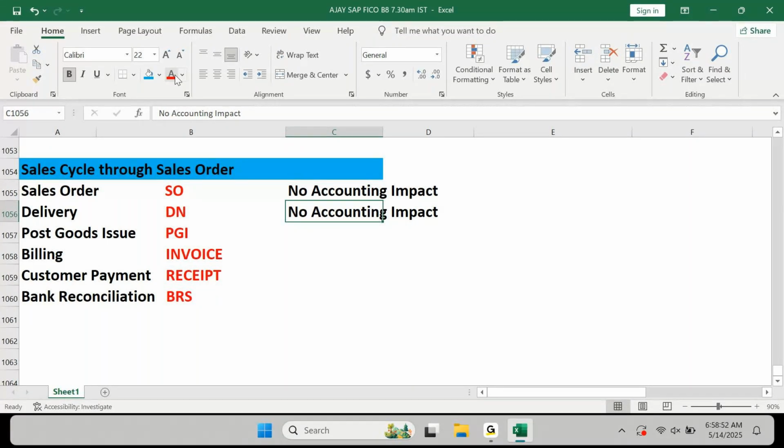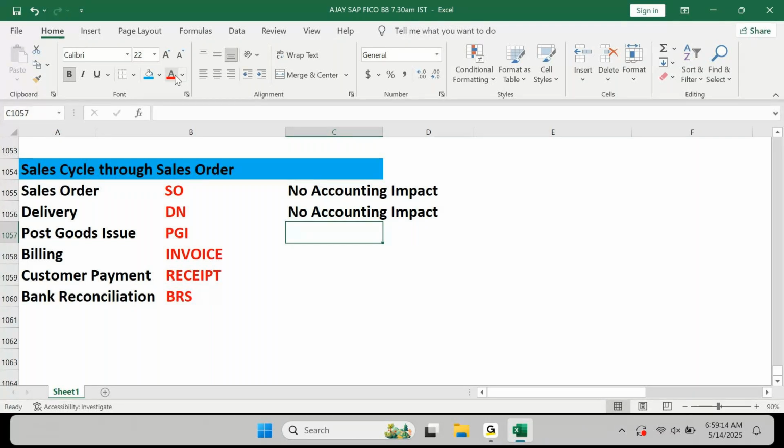Now this delivery note, you will give it to the storekeeper, the person who is in charge of the stock. Based on your delivery note, he will take out the stock. He will issue the goods. He will issue the material. Am I right? Based on that only, he will issue the material.